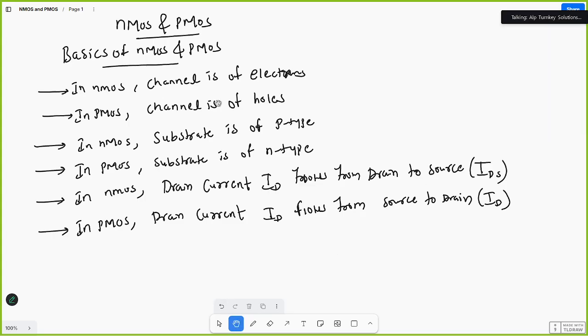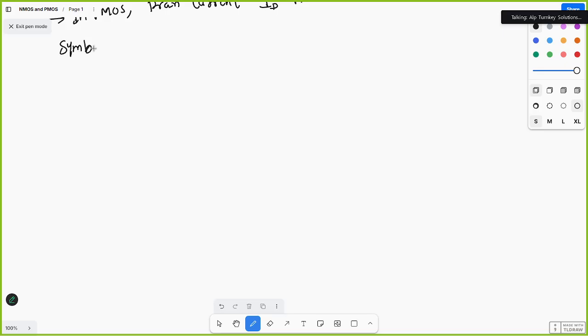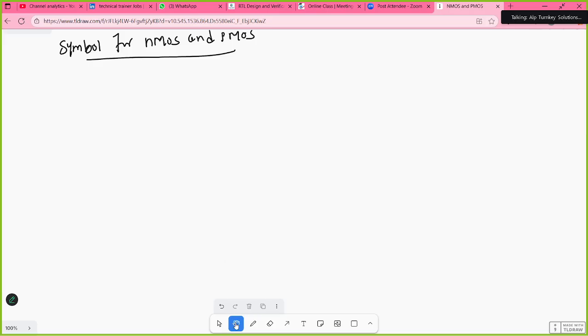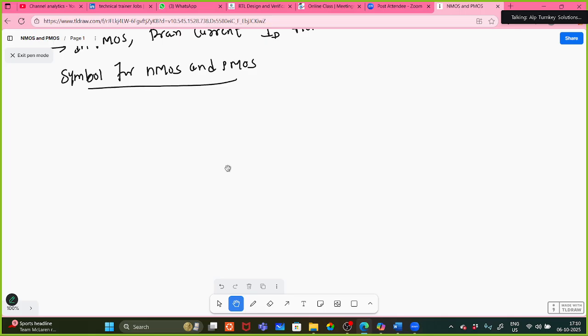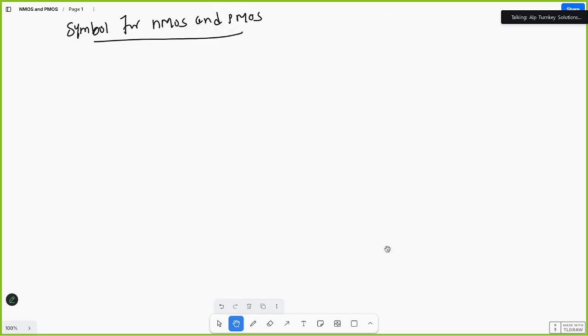Coming to the symbols, how the symbol will look like for NMOS and PMOS. So this is just a revision. In order to understand CMOS, you need to know about NMOS and PMOS. This we already discussed, just a revision. Next, symbol for NMOS and PMOS.